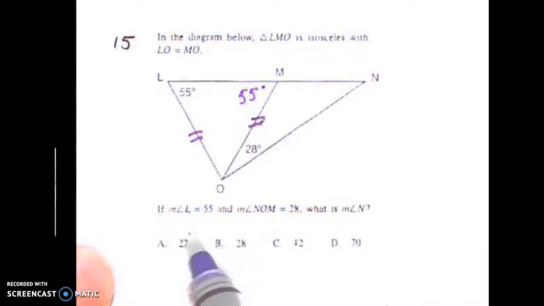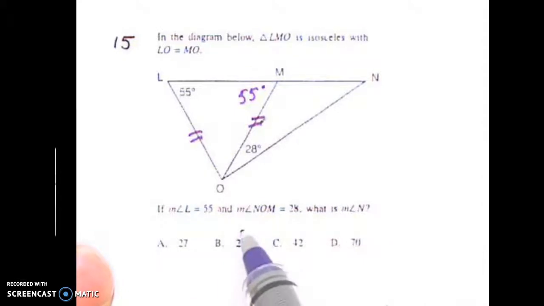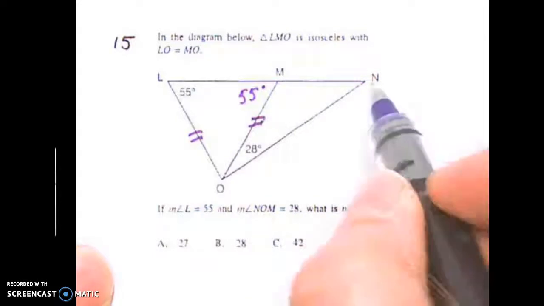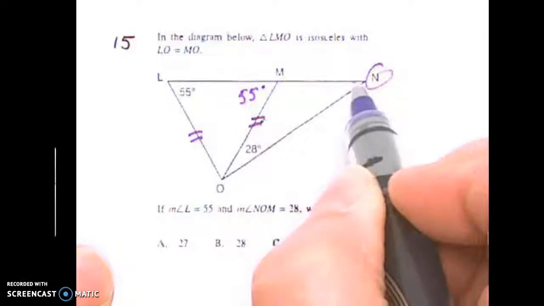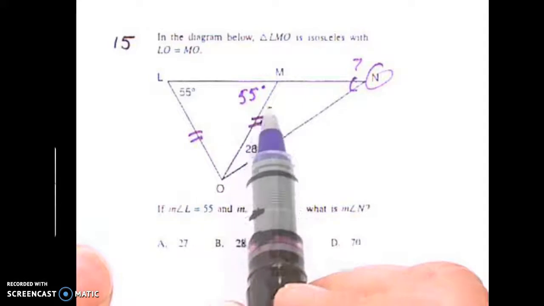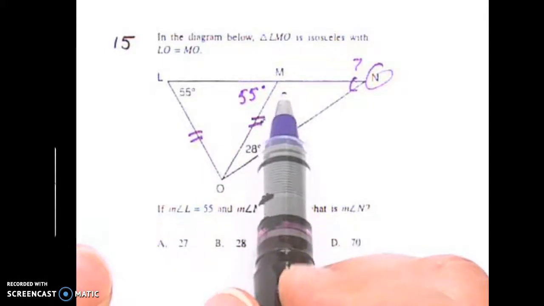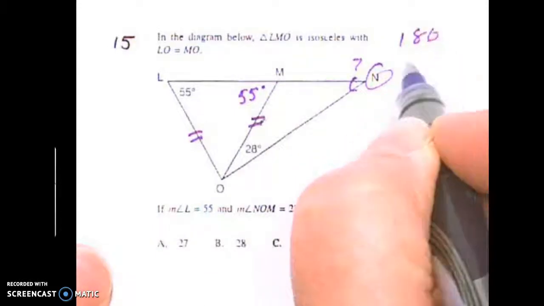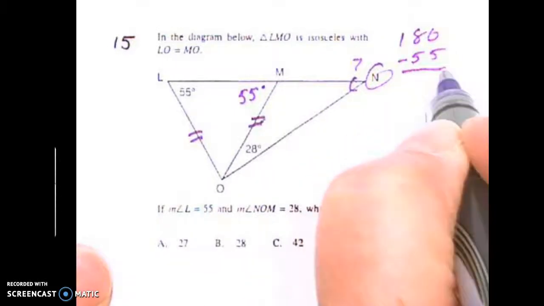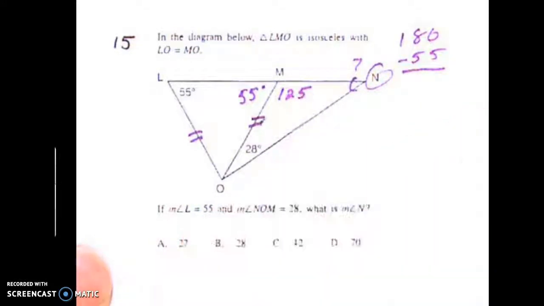The question says, if the measure of angle L is 55 degrees, which is marked, and the measure of angle NOM is 28 degrees, what is the measure of angle N? This angle right here is where my question is. I know a triangle adds up to 180 degrees, so the first thing I need to do is figure out this obtuse angle here with a vertex at M by taking 180 minus 55. That'll give me 125 degrees for this angle.